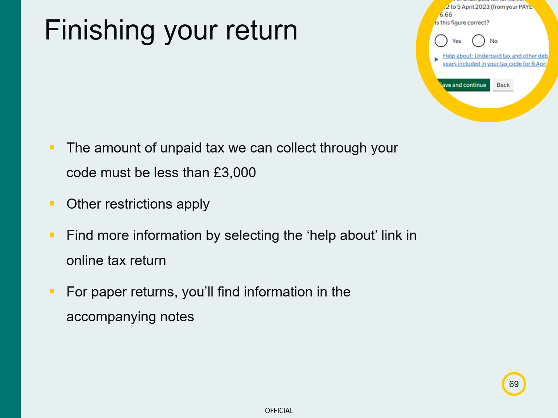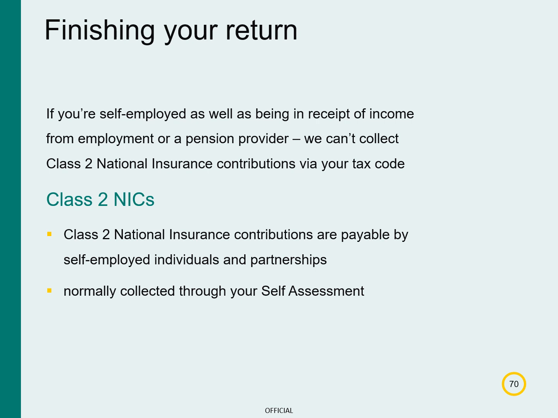As you work through the online tax return, you can find out more information by selecting the Help About link. For paper returns, this can be found in the accompanying notes. If you're self-employed, as well as being in receipt of income from employment or a pension provider, we can't collect Class 2 national insurance contributions via your tax code. Class 2 national insurance contributions are payable by self-employed individuals, whether you're a sole trader or in a partnership, and is normally collected through your self-assessment. For more information about this, you can go to gov.uk or view our short video available on HMRC's YouTube channel.